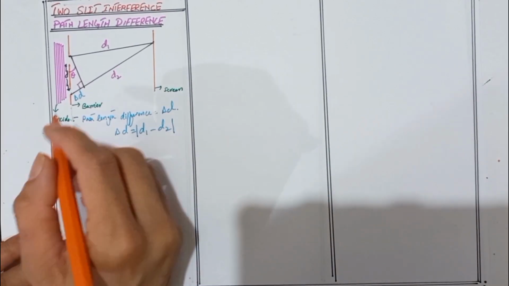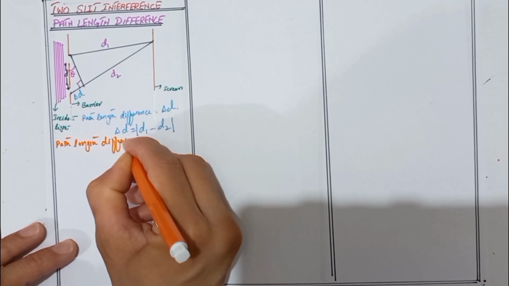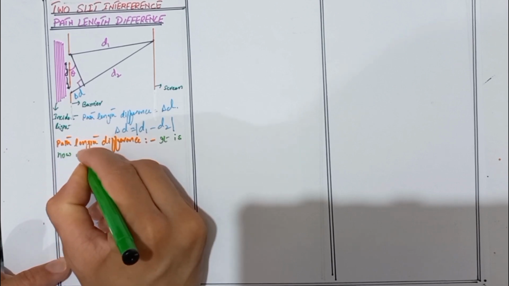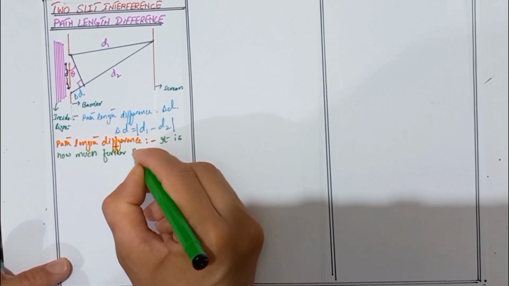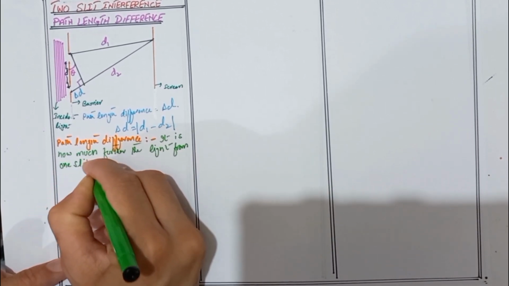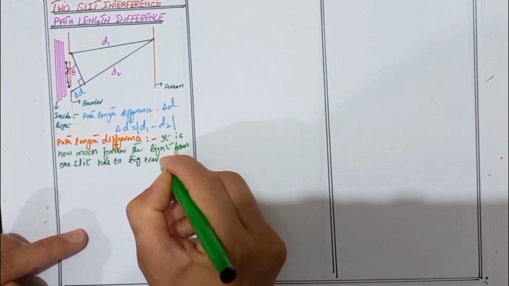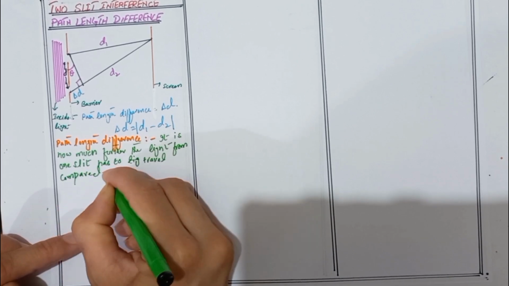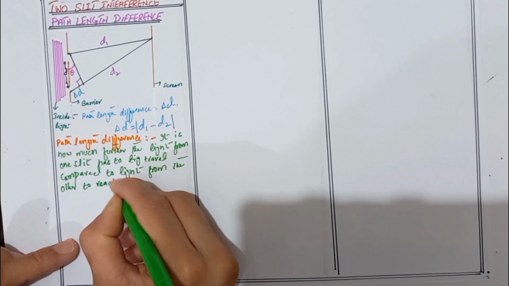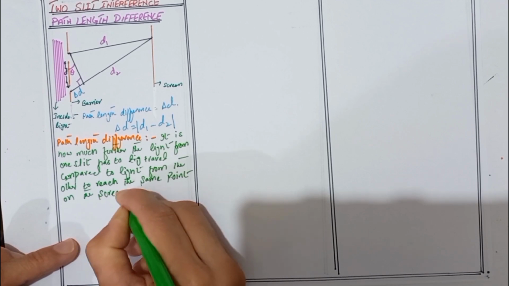If we define path length difference, it is how much further the light from one slit has to travel compared to light from the other to reach the same point on the screen.